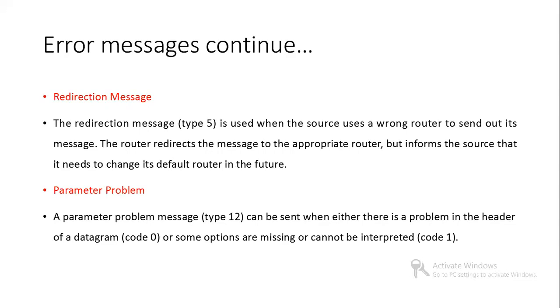Next one is the parameter problem. A parameter problem, type 12, can be sent when either there is a problem in the header of a datagram, that is code 0, or some options are missing or cannot be interpreted, that is code 1. This is a parameter problem.